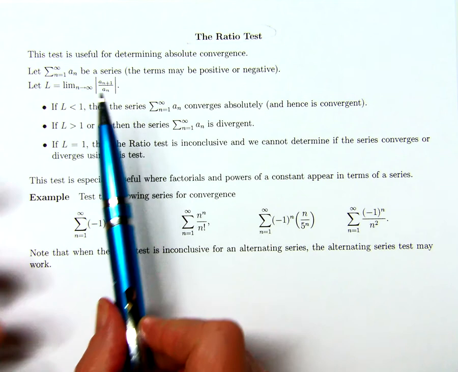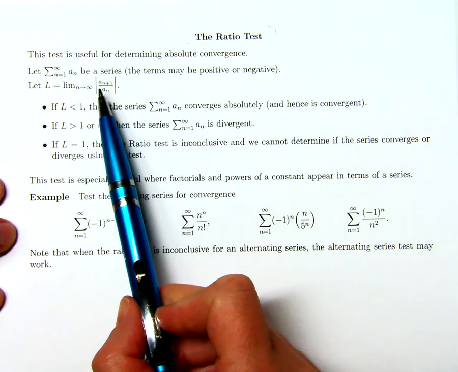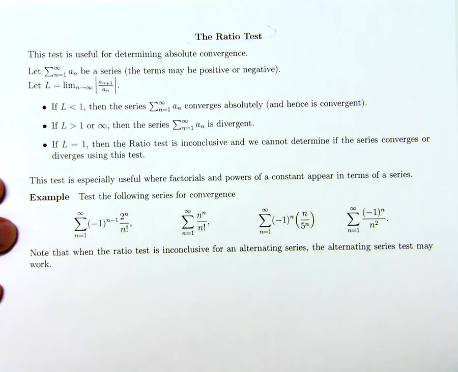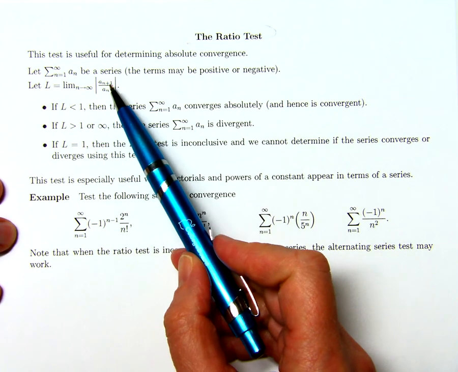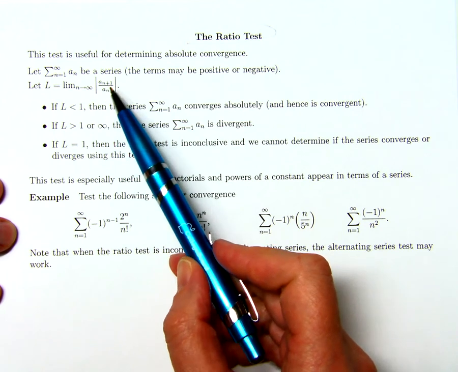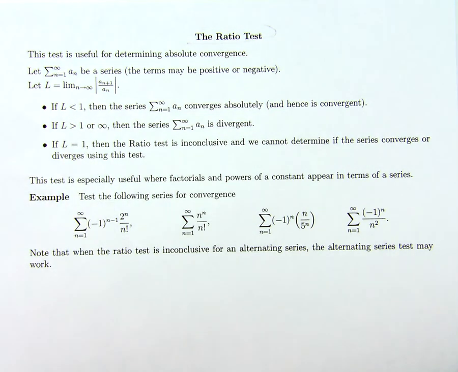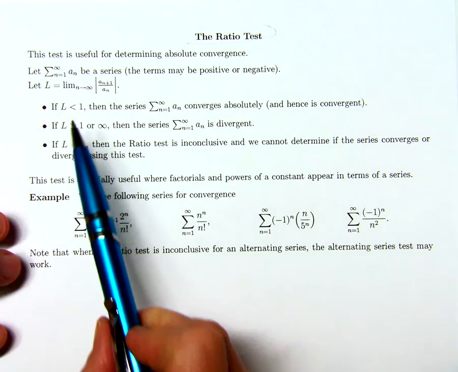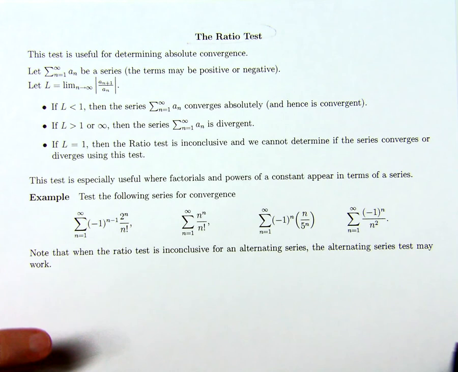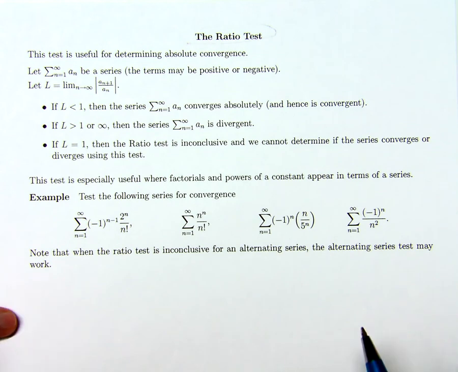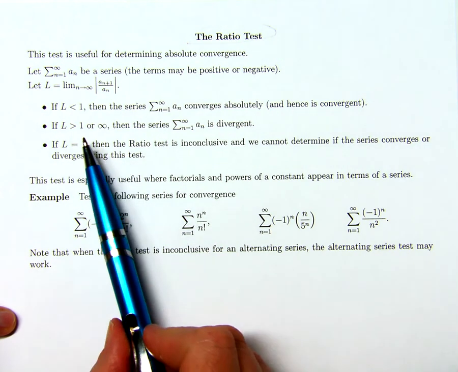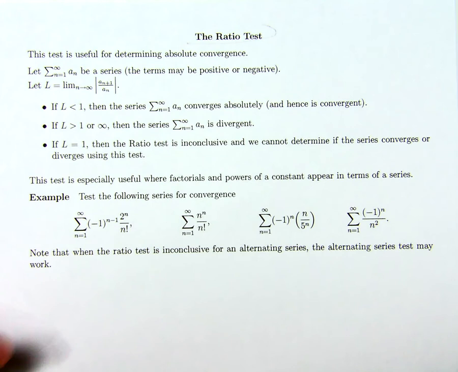The limit as n goes to infinity of the absolute value of the n plus 1th term divided by the nth term. So we're looking at what happens to the quotients of consecutive terms as n goes to infinity. And if that L is less than 1, if that limit exists and it's less than 1, it might be 0, or anything less than 1, then the series converges absolutely. And of course that means it also converges. And if it ends up that that limit is something bigger than 1, or maybe infinity, then the series diverges. And if the limit is actually equal to 1, then our test is inconclusive.